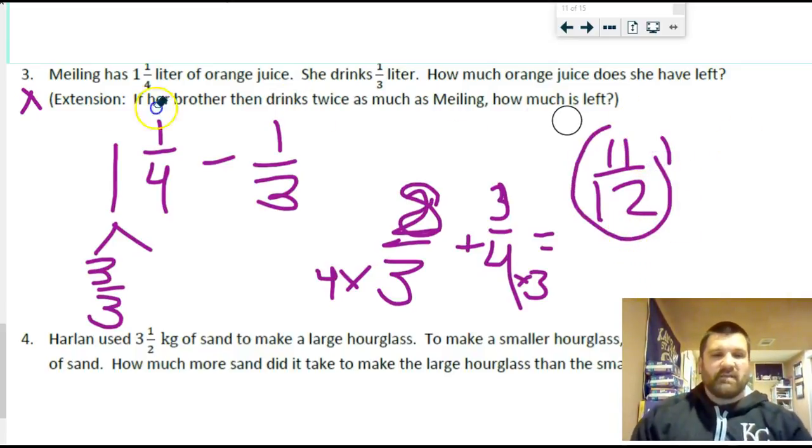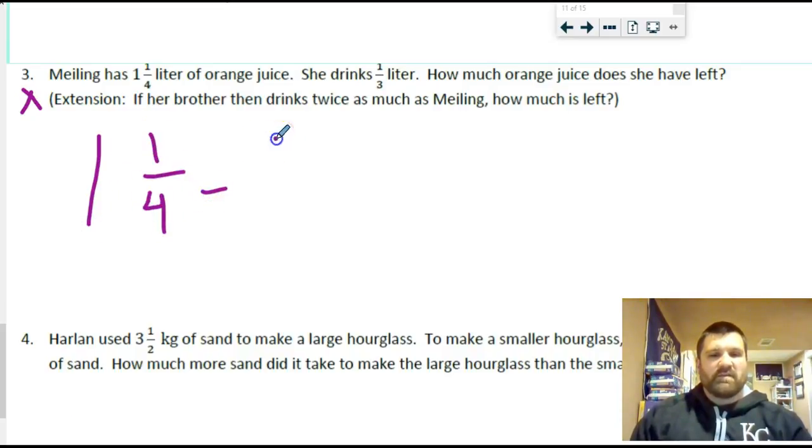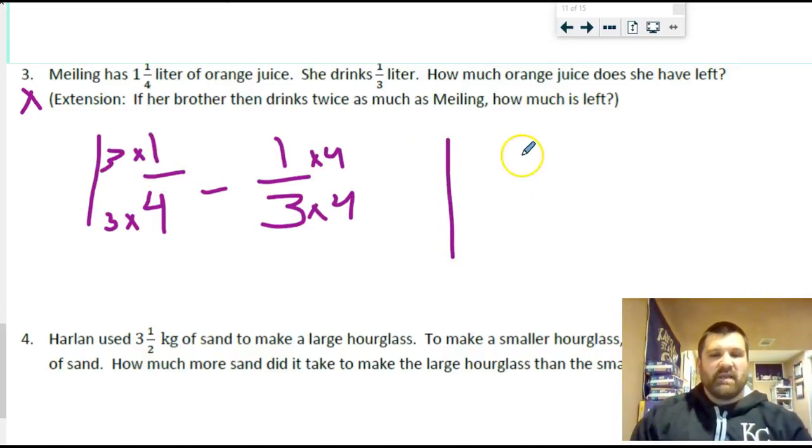Another way that you could have done that, maybe you wanted just to do it the normal way. So 1 and 1/4 minus 1/3. Okay. So we're going to make these common. And you do that by multiplying. And what you do on the bottom, you do on the top. Okay, and you end up with 1 and 3/12. Subtract 4/12.